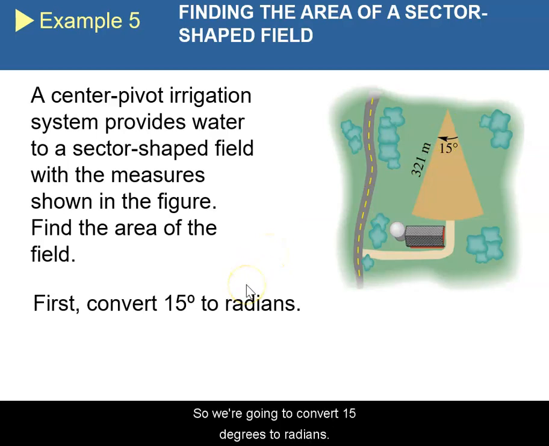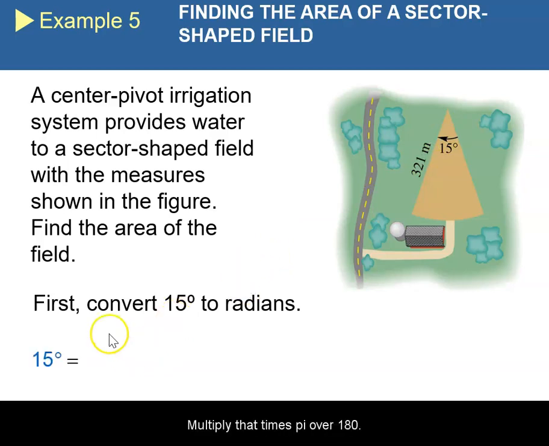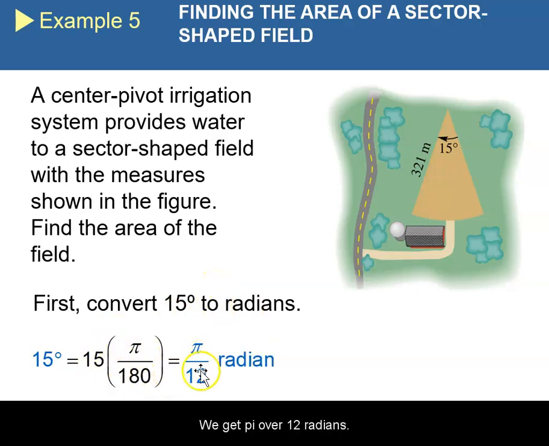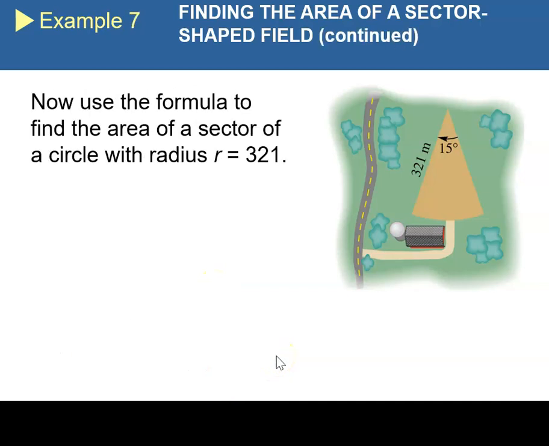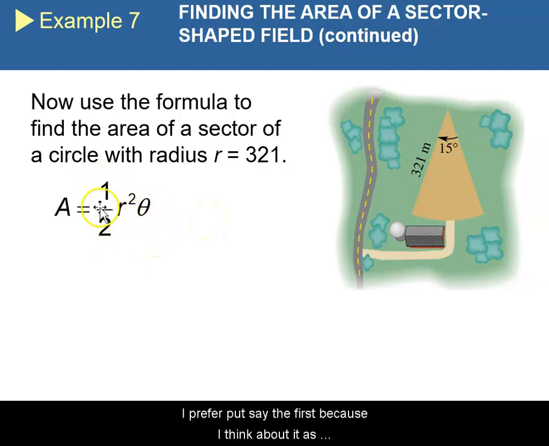Okay, so we're going to convert 15 degrees to radians. So multiply that times pi over 180. Things will cancel fairly nicely, and we get pi over 12 radians. Now we need to use our formula, which is 1/2 theta r squared. I prefer to put theta first because I think about it as cutting theta in half, not 1/2 times this thing. That's just for me, as I explained to you guys.